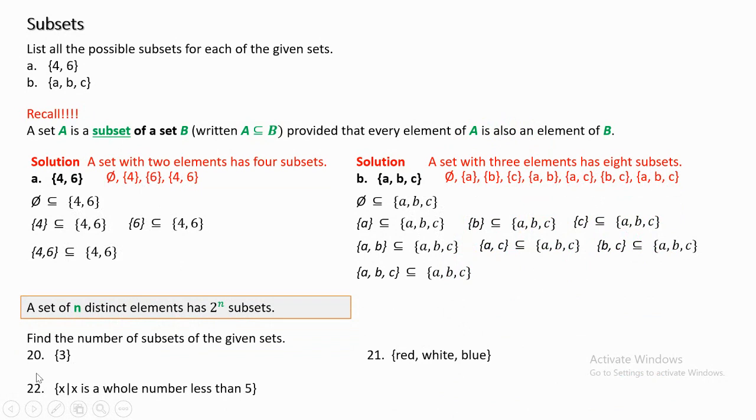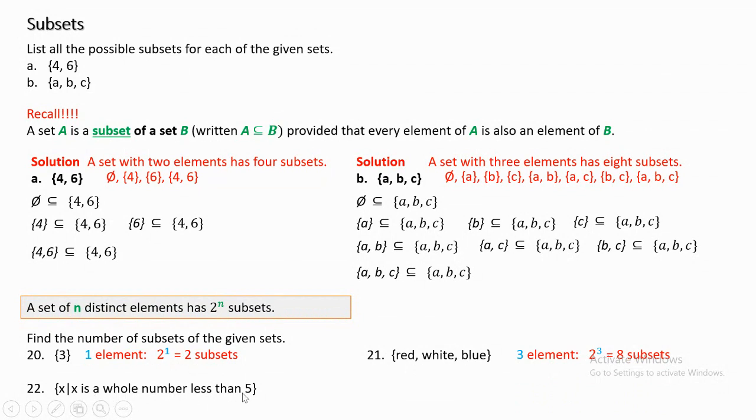So here, guys, I want you to find the number of subsets. If you have only one element, it's going to be 2 to the first power equals 2 subsets. If you have right here 3 elements, red, white, and blue are 3 elements. So it's going to be 2 to the third power equals 8 subsets.